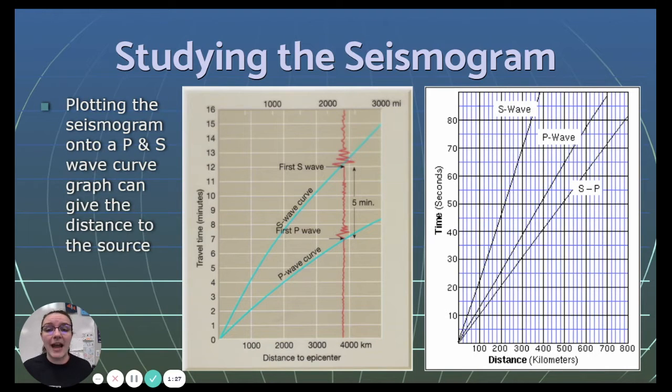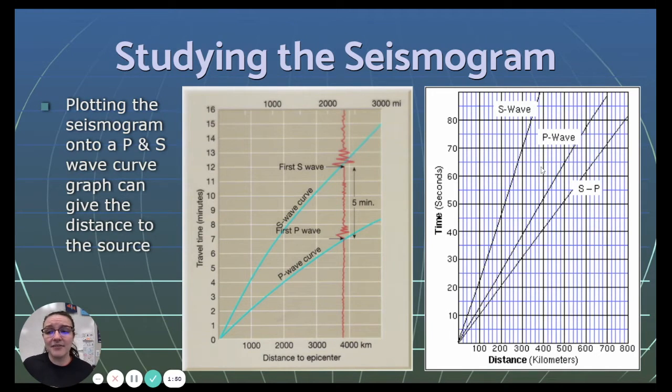We can create a graph that shows the time it takes for the P and S waves to show up compared to the distance in kilometers. So some graphs will show both the P and the S waves. You can see here the P waves show up first, the S waves show up second, 5 minutes in between, meaning it was almost 4,000 kilometers away.